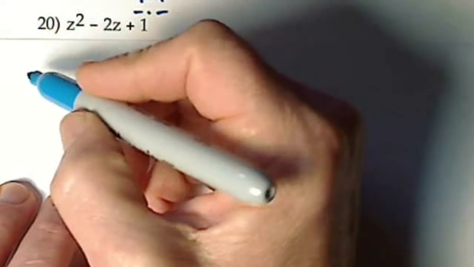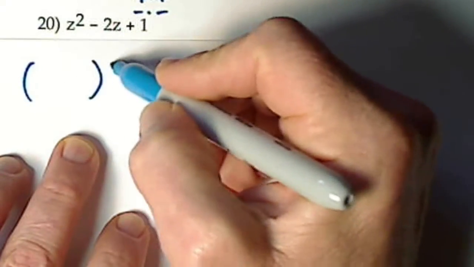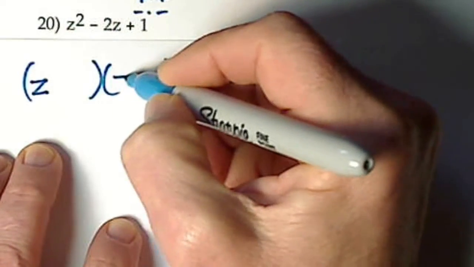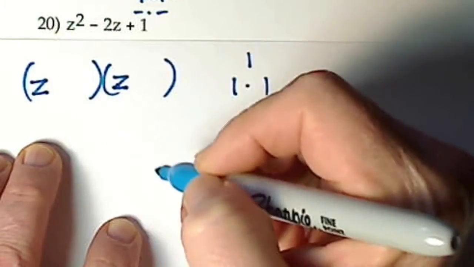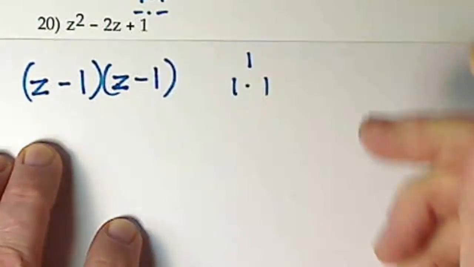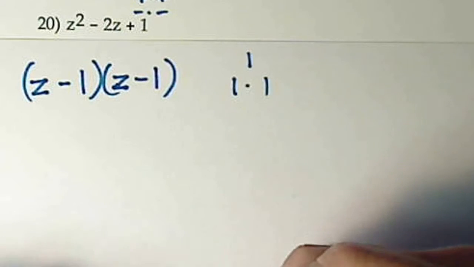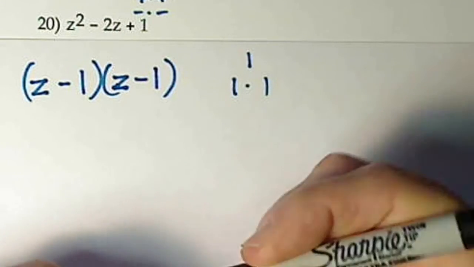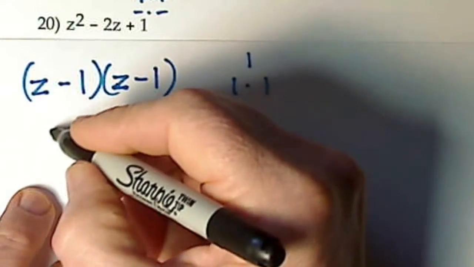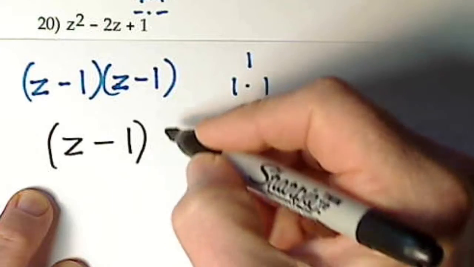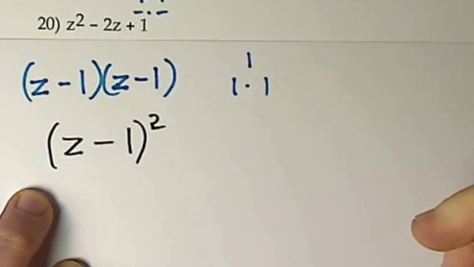So the factored form is simply going to be a z in the first term here, and minus 1, minus 1. Okay, notice there's another way we can write that. Since we wrote the exact same thing twice, we could just write z minus 1, the quantity, squared.